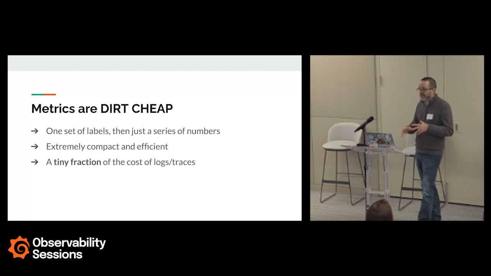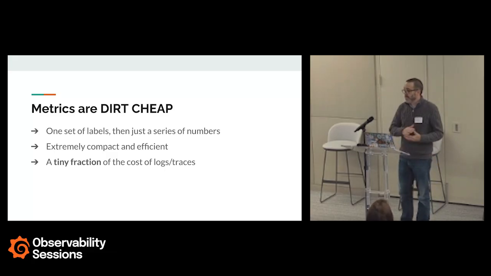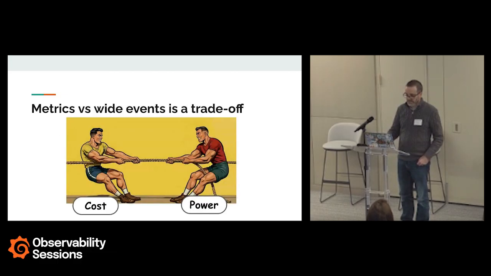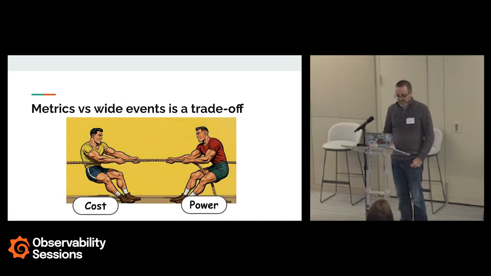You describe a metric with a set of labels and values, and that's just at the beginning of a metric. And then after that, it's just a series of numbers, right? That's a very, very tight representation of a whole lot of data. There might be millions and millions of events that you're representing with just a series of numbers. So the trade-off is fundamentally one directly between cost and power.